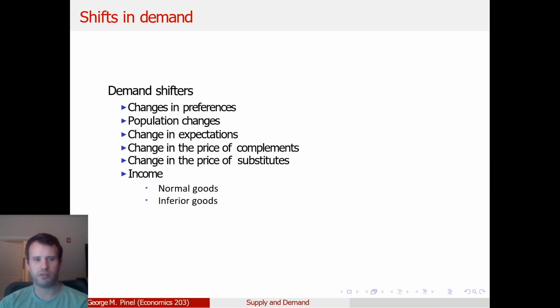Inferior goods outside of the context of food could be like the older versions of an iPhone, right? You might have a certain demand for an iPhone, but as your income decreases, you might be like, oh, I need the crappier version. That's why I have a bad iPhone.